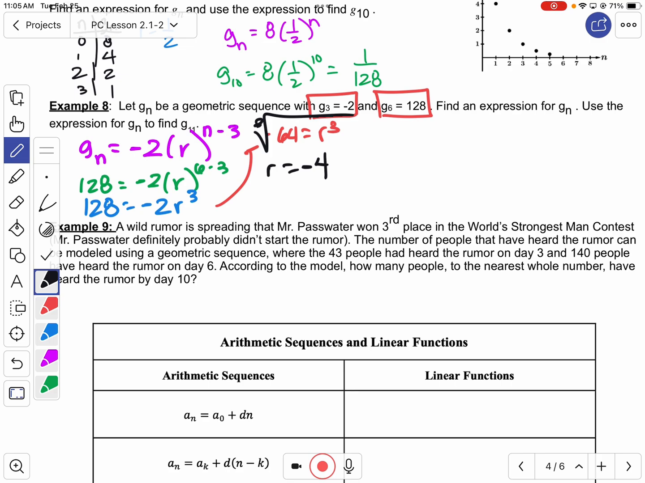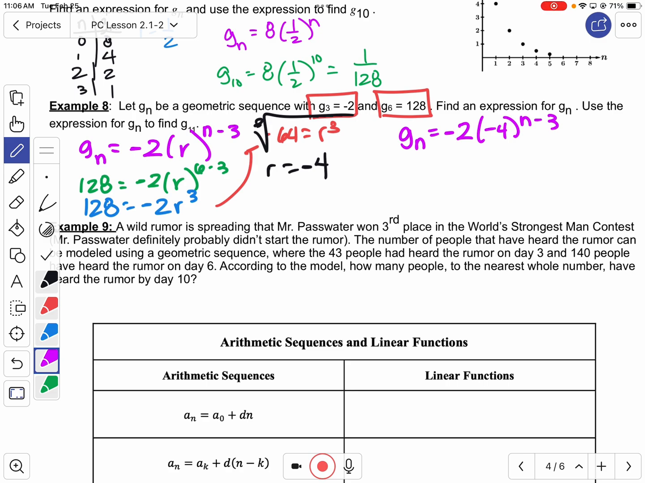Okay, so we used a cube root. Now, let's go back to that original purple equation. We can leave everything the same, but now I know what r is. Negative 2 times negative 4 to the n minus 3. All right, so we do what I like to call nifty substitution. Write an equation using one of the points, plug in the other one to solve for r. Then put your r back into that original equation you wrote.